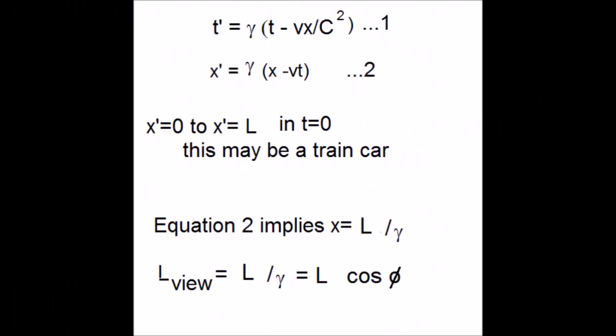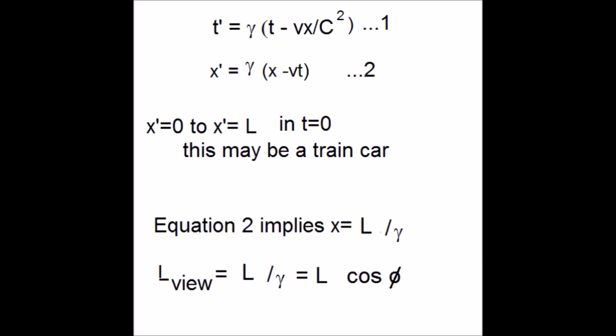What we have just explained can also be demonstrated directly with the Lorentz transformations. Suppose that at t equals 0 in the station a train car occupies the position from x prime equals 0 to x prime equals L in the train system. Equation 2 indicates that the car is seen occupying the position from x equals 0 to x equals L cosine phi. Seen at the station, the car is contracted.